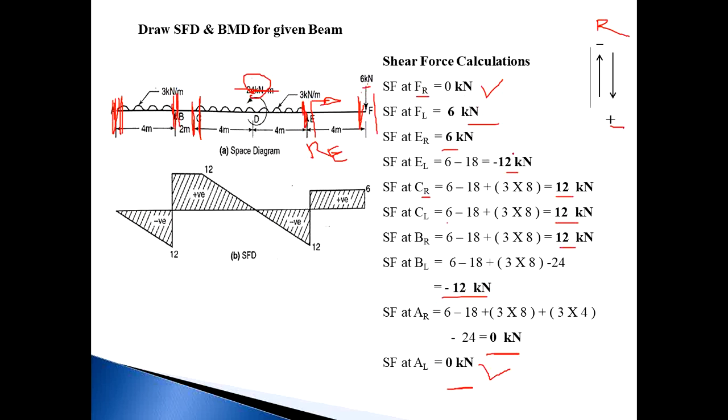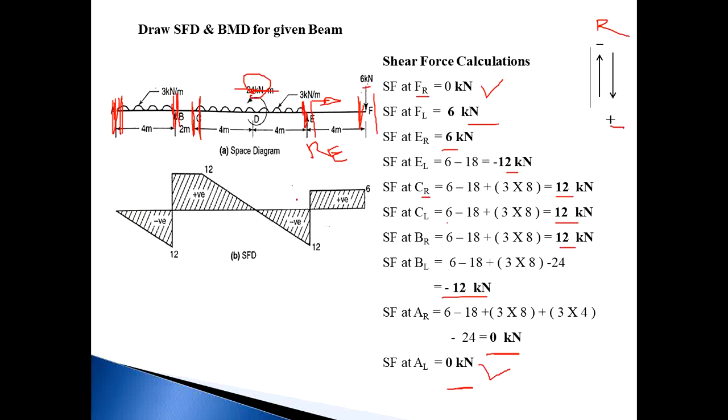So by considering these values, draw the SFD. So at FR 0, FL 6, ER 6, and EL 12, means plot 12 from this baseline, and that minus sign indicates below the baseline. So minus 12, then CR is plus 12. So C point is there. So plus 12 means plot on the upper side of the baseline. Then BR is plus 12 and BL is minus 12, and AR and AL are 0.